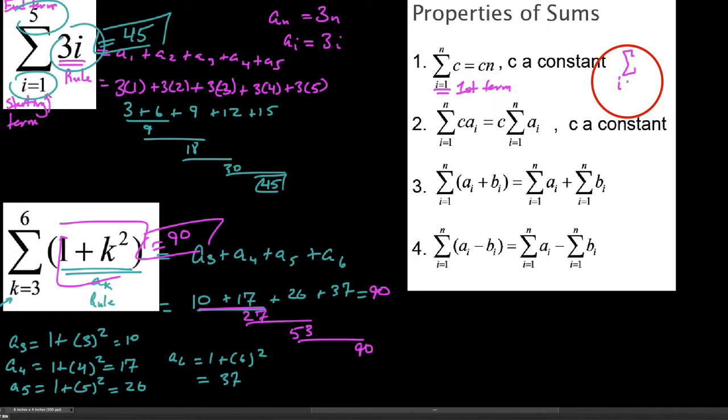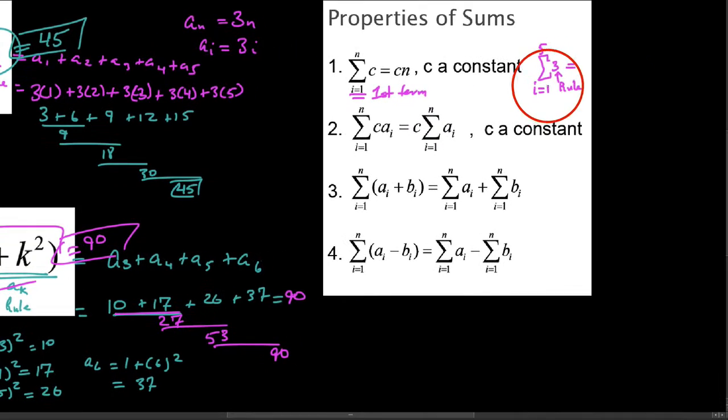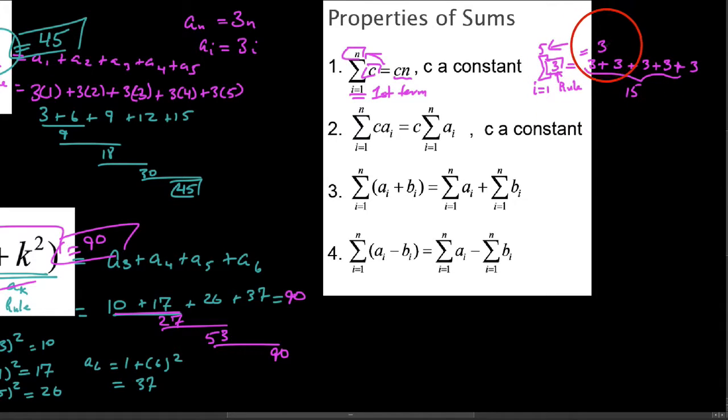Let's put an example. If I said i equals 1 through 5 of 3, what this really means, since this is our rule, is that our first term here, a1, is actually just 3. It's always 3 here. So our second term is 3, our third term is 3, our fourth term is 3, and our fifth term is 3. So what this rule says is you always get c times n, where n is our upper limit of summation, or our upper bound. In other words, because the rule is always 3, really we have 5 terms that all have a value of 3. We're just going to multiply the constant times the upper limit of summation. So we'd say 3 times 5.